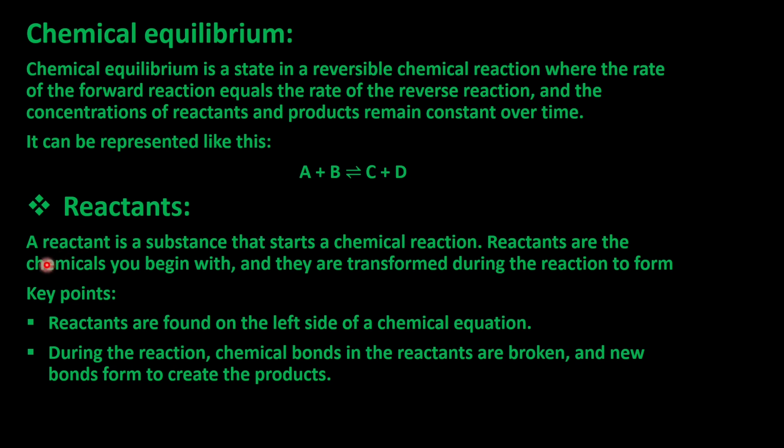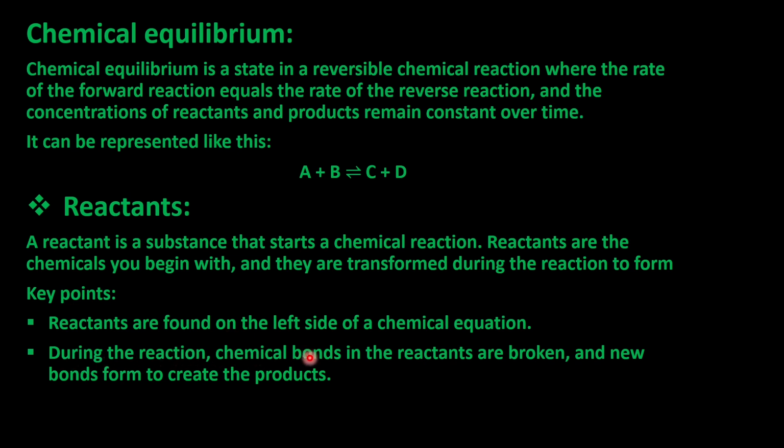Now let's define reactants. A reactant is a substance that starts a chemical reaction. So reactants are substances which start a chemical reaction. Reactants are the chemicals you begin with, and they are transformed during the reaction to form products. Reactants are found on the left side of a chemical equation. So this is a chemical equation, and reactants are found on the left side of the equation.